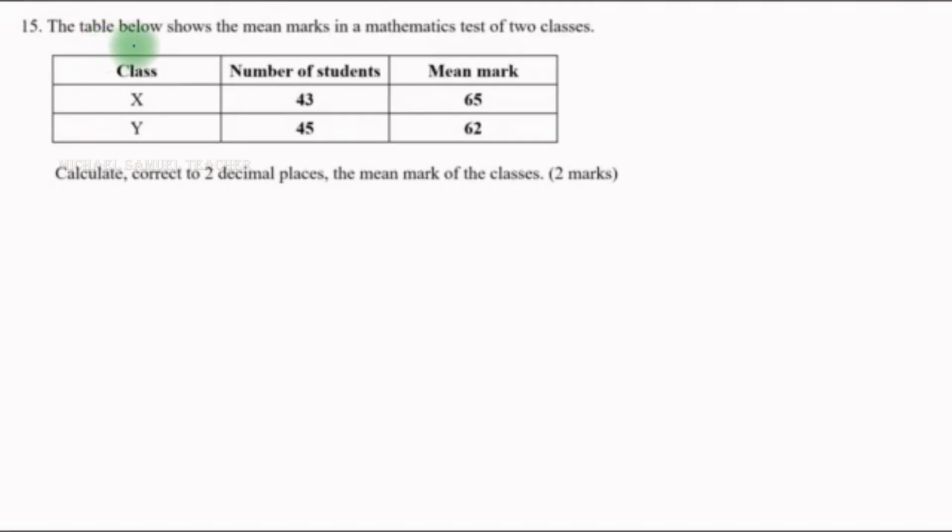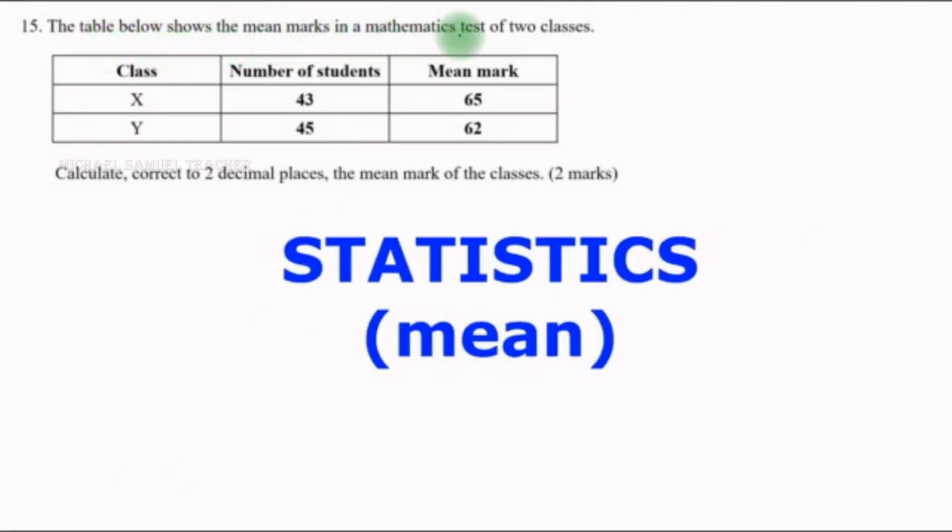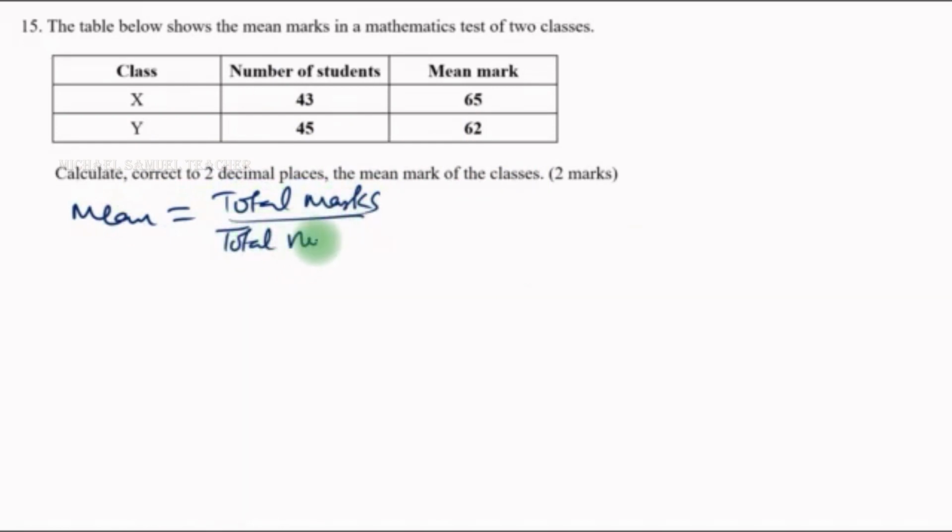Question 15. The table below shows the mean marks in a mathematics test of two classes, class X and Y. The number of students in X is 43, in Y it is 45. Mean mark for class X is 65 and mean mark for class Y is 62. Calculate, correct to two decimal places, the mean mark of the classes. So remember, to get the mean is the total marks, we divide by total number of students.